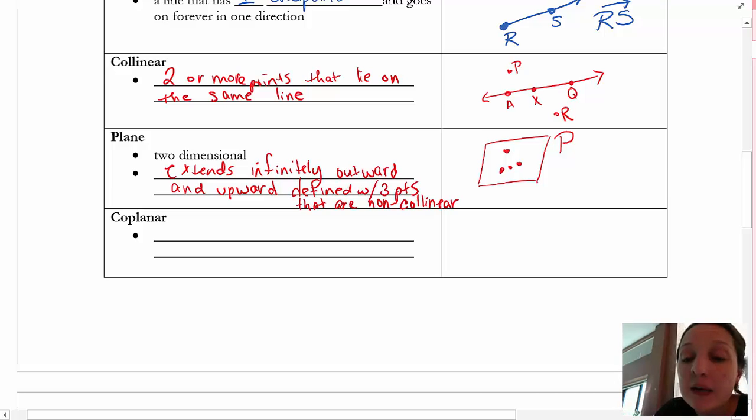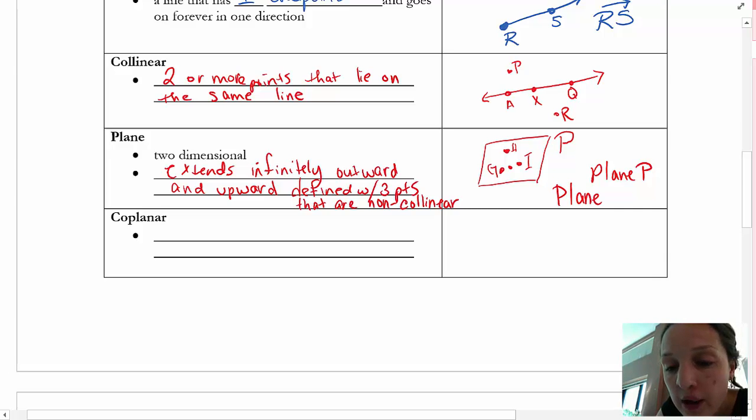So that's a plane, and if I want to define the plane, I could call this plane P. Or if I gave these letters, what letters haven't been used yet? G, H, and I. There's 3 non-collinear points. I could call this plane, why did that line disappear? G, H, I. Ta-da!